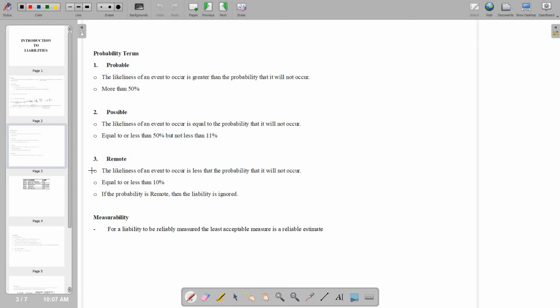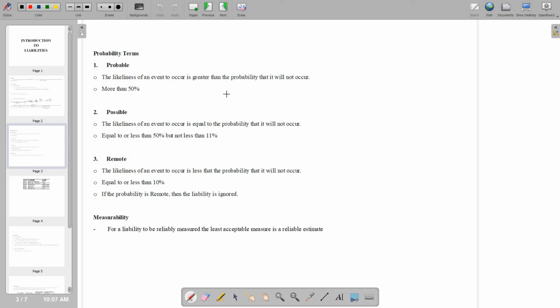Now, we have here terms for probability and then measurability. So, these are the two. It should be probable and measurable. So, what if it's not probable or not measurable? Then, therefore, it is not to be recognized as a liability.